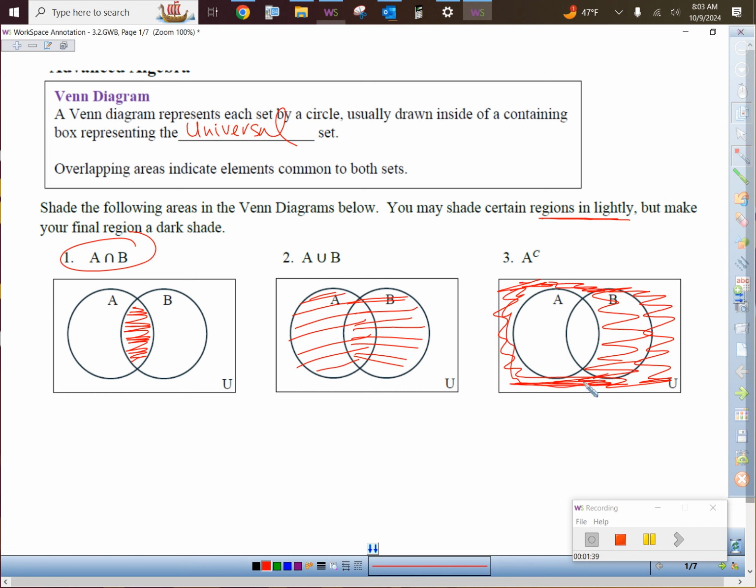But do you see how the circle for A, that set, is not shaded in? Everything else is shaded in. That is the complement of A. It's just not A. What did you shade in? Everything except for A. You know what I mean? It's kind of weird that way.